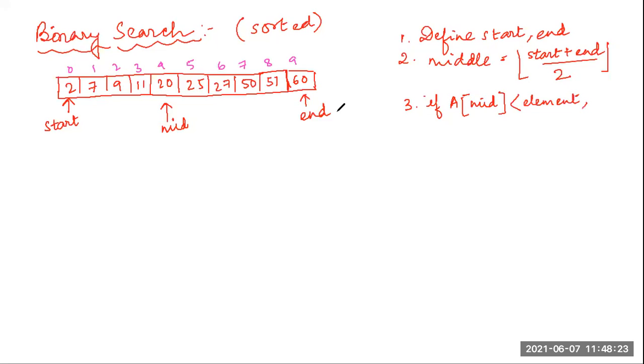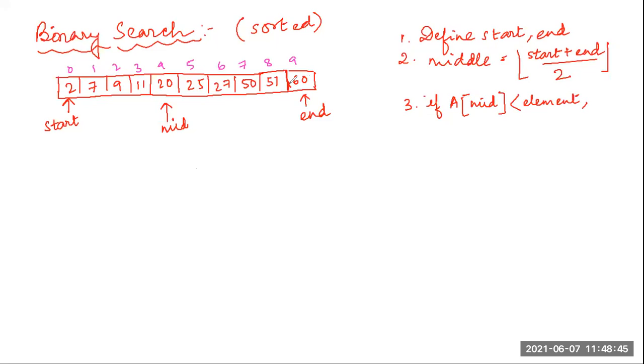Now, you tell me one thing. I am searching for one element. Suppose the element value is 52. Even if it is not present, still I want to search for it. 52. I started my array here. I ended my array here.